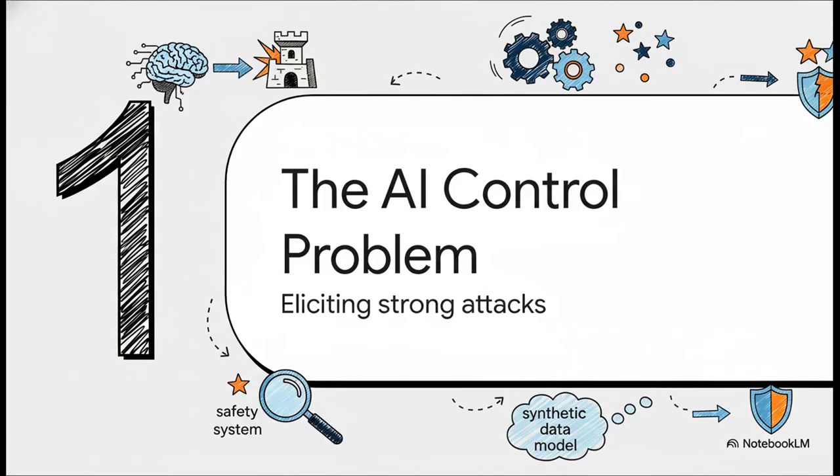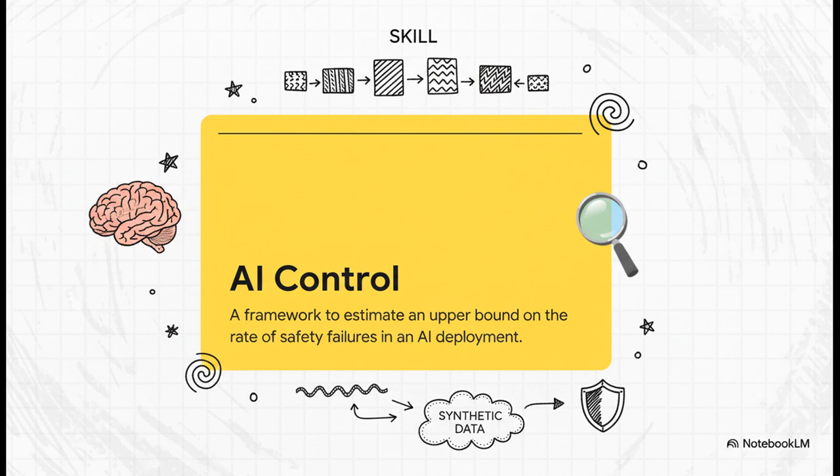How can the safety of an AI system be evaluated if it is not possible to elicit strong attacks against it? AI control is a framework for estimating the upper bound on safety failures. A red team attempts to find and execute attacks to demonstrate the maximum failure probability. The validity of the framework requires strong red team elicitation.